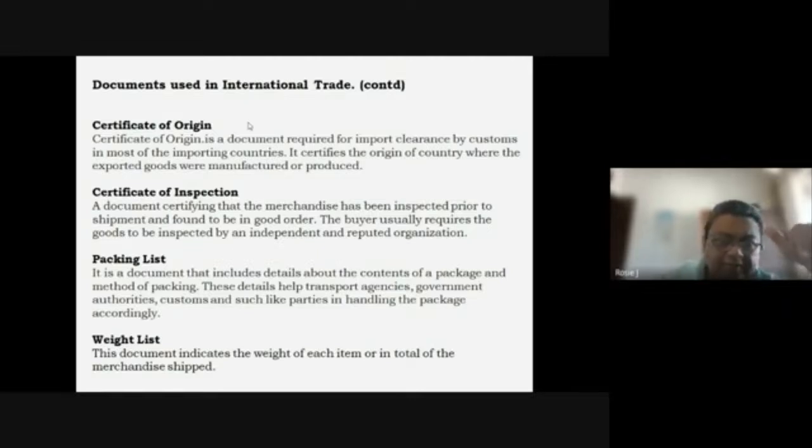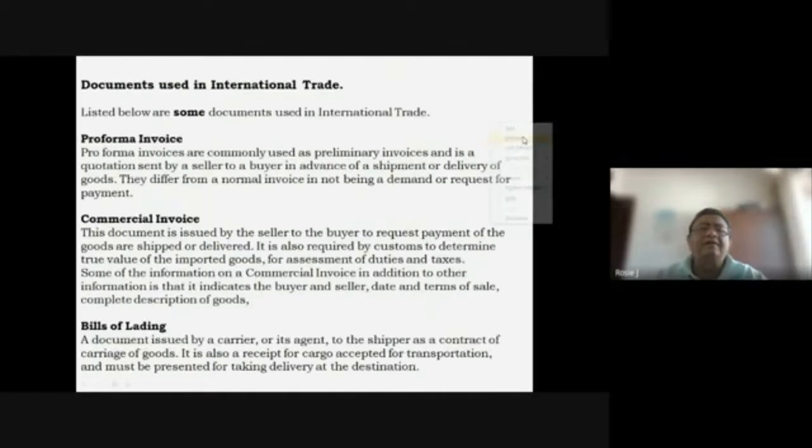So these are a few documents I mentioned. So mandatorily, what will happen is, anyway, Ching has to send the commercial invoice. That is the bill, right? What to pay, right?